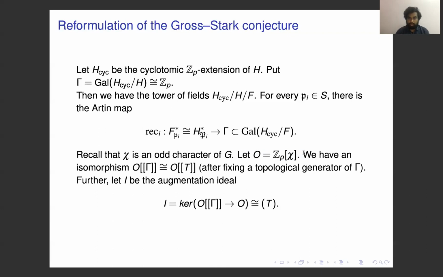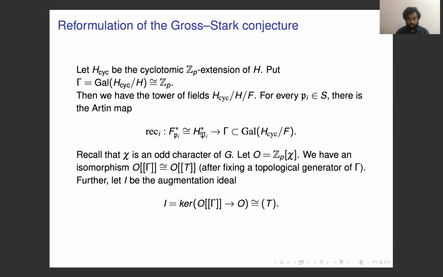So I have to work in this Iwasawa algebra of gamma with coefficients in O. And for those who may have not seen it before, this is simply isomorphic to the power series ring in one variable over O. Well, this isomorphism is not canonical unless we fix a topological generator of gamma. But this just helps visualize what kind of ring this is and what kind of ideal we'll be dealing with later on. So what kind of ideal this augmentation ideal is.